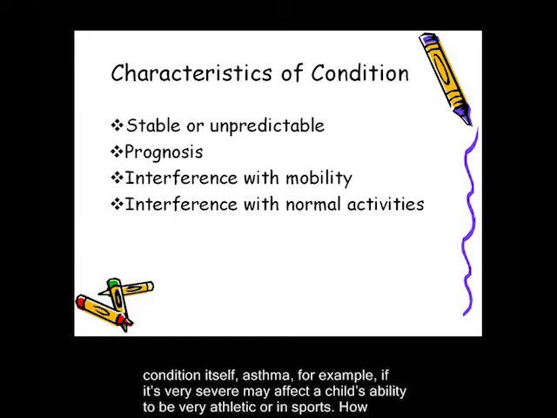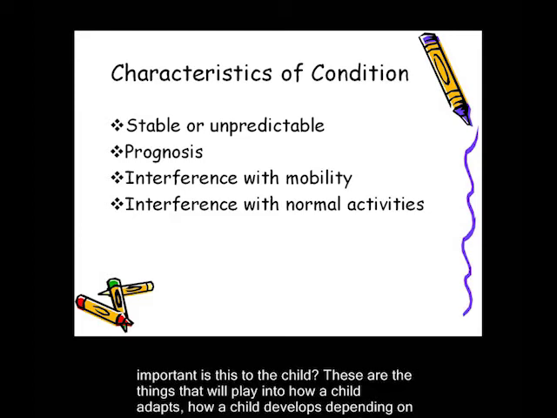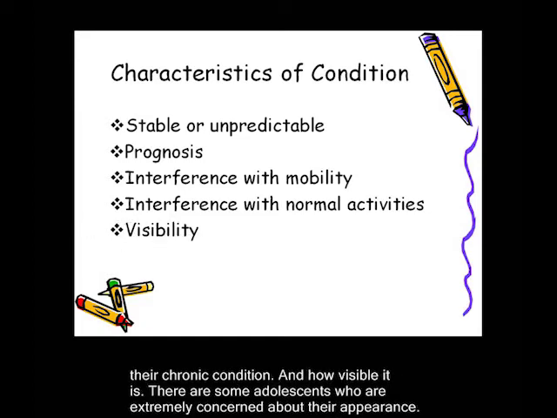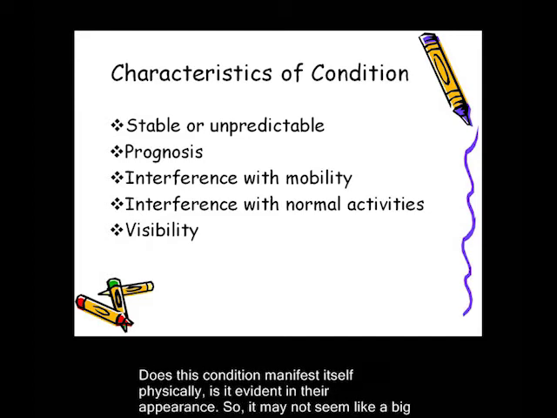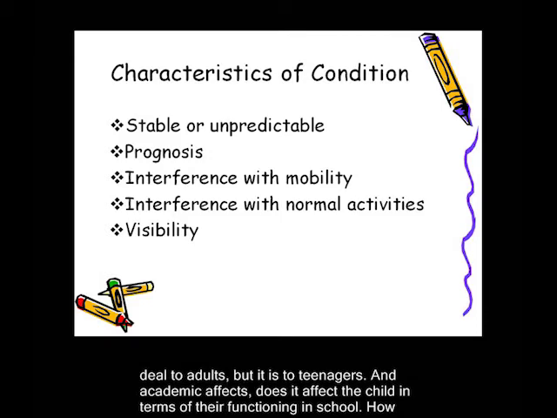So these are all things. The condition itself, asthma, for example. Asthma, if it's very severe, might affect a child's ability to be very athletic or in sports. How important is this to this child? These are the types of things that will play into how a child adapts and how a child develops depending on their chronic condition and how visible it is. There's some adolescents who are extremely concerned about their appearance. Does this condition manifest itself physically? Is it evident in their appearance? So it may not seem like a big deal to adults, but it is to teenagers. And academic effects. Does it affect a child in terms of their functioning in school, how they perceive themselves?